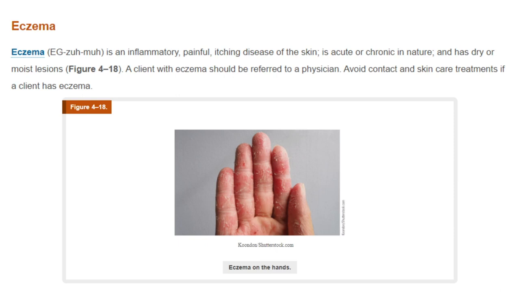Eczema. Eczema is an inflammatory, painful, itching disease of the skin, is acute or chronic in nature, and has dry or moist lesions, figure 4.18. A client with eczema should be referred to a physician. Avoid contact and skin care treatments if a client has eczema.